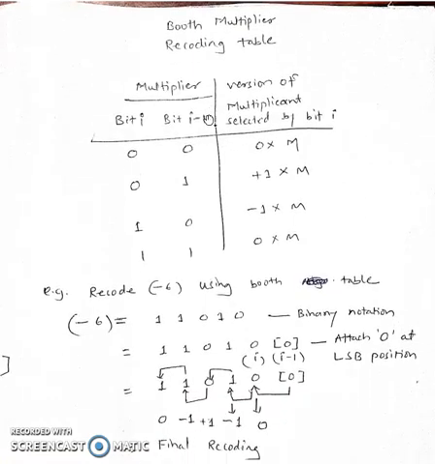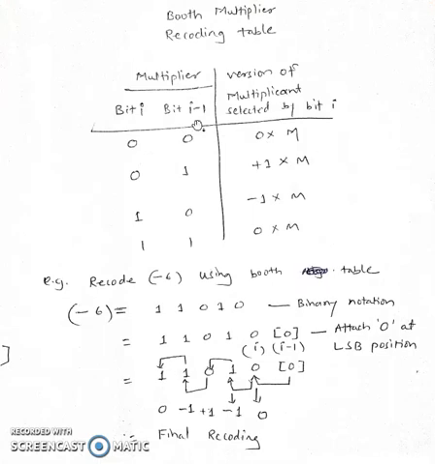So Booth suggests that with some recoding table, the multiplier has to be recoded into some different ones and zeros that should reduce the number of operations performed in the normal multiplication. So for this recoding table, we have to think about two bits. The first bit is the I minus 1 bit, meaning the extreme rightmost bit, and the bit which is called the ith bit, the current bit. Okay, so we move from right to left.